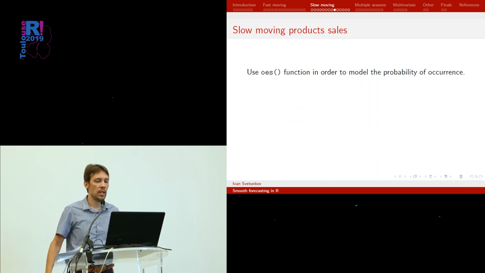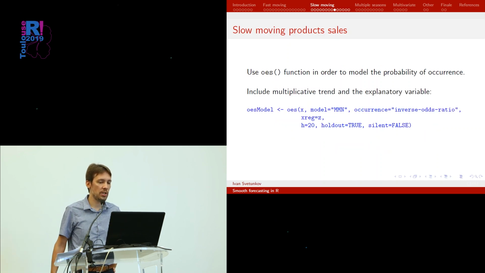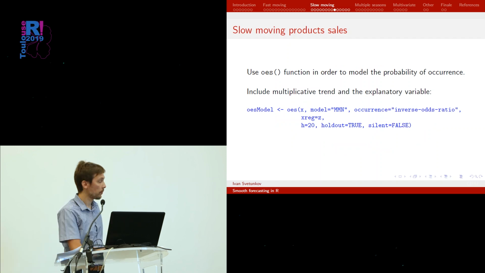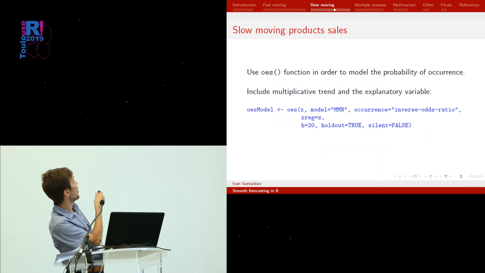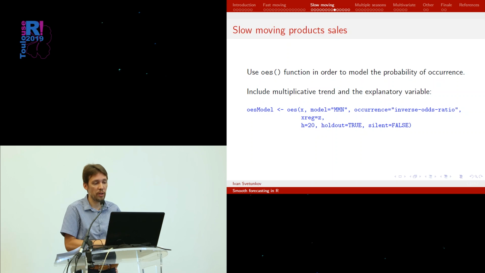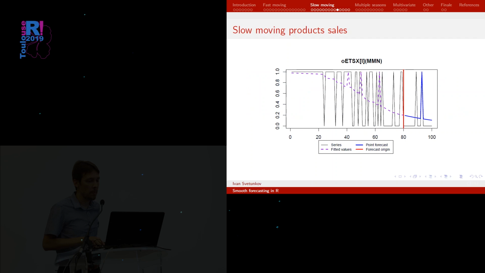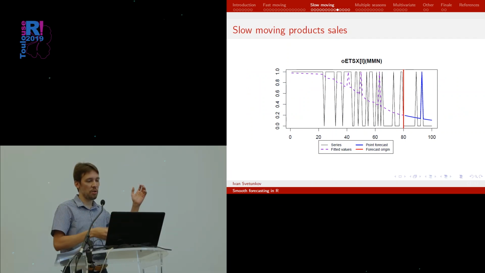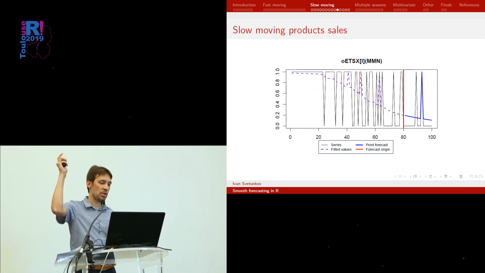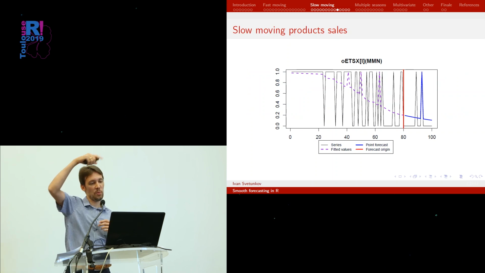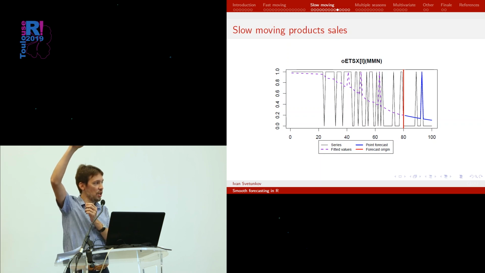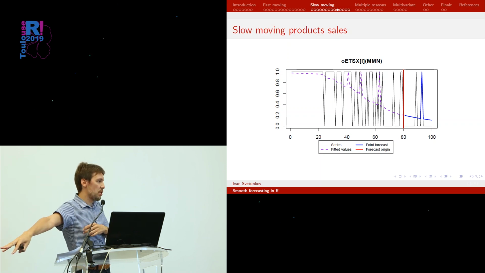So we do that using the OES function, occurrence exponential smoothing. The syntax is quite similar to just exponential smoothing that we've seen before. What do we do here? Trend, multiplicative, and explanatory variables in the prediction of the probability of sales. That's how it looks on its own. The y-axis shows 0 to 1, and we see that probability is just declining over time.